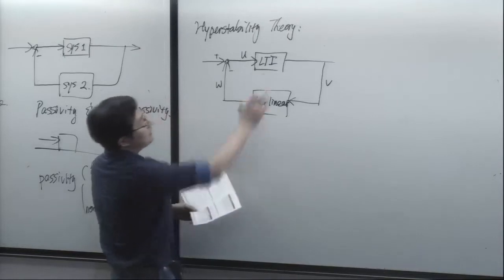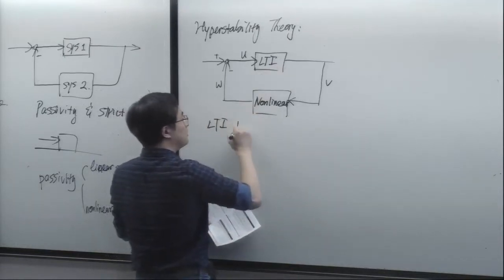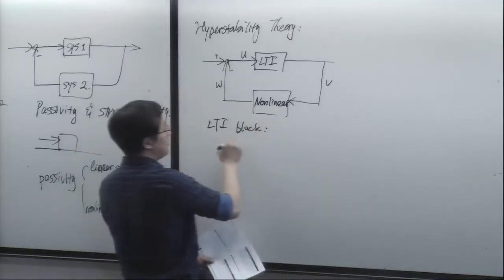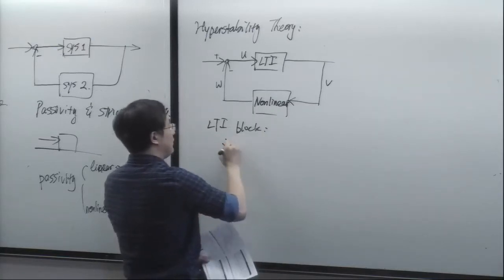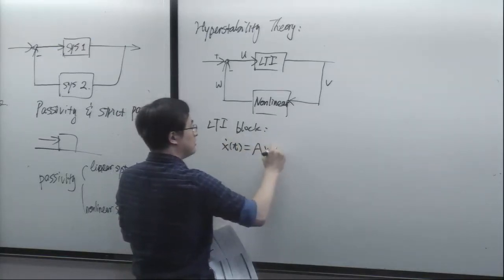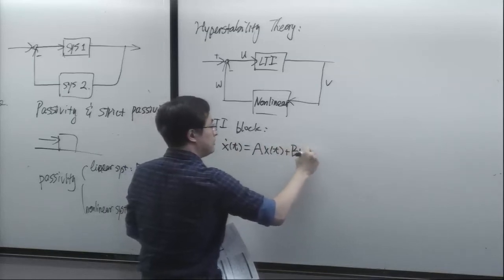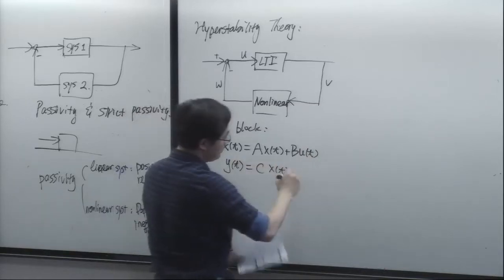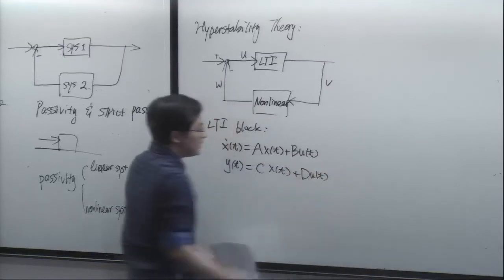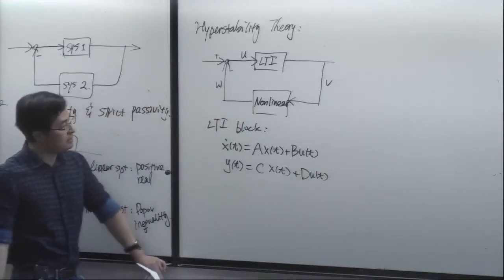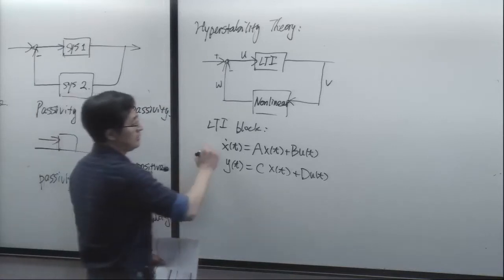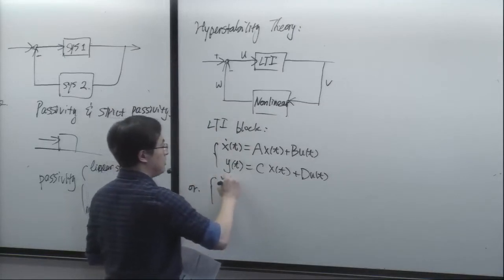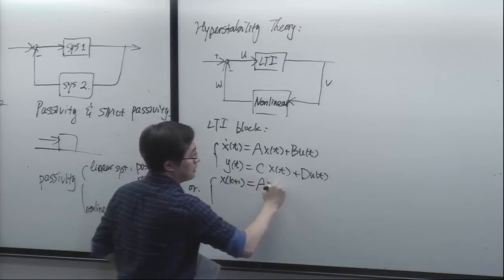All right? So for the linear time invariant block, we use our conventional either state space or transfer function. So if it's a continuous time system, then we have the usual ABCD matrices for the state space system. And if it's a discrete time system, we would use the normal discrete time framework.